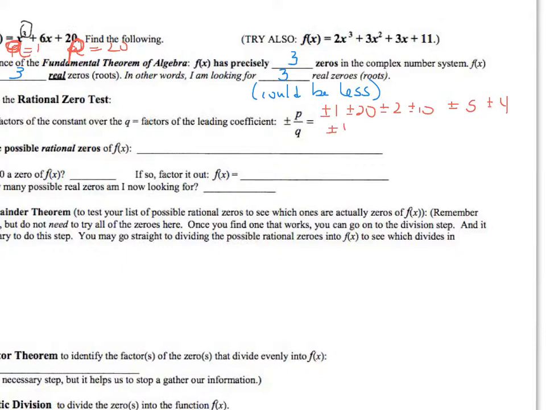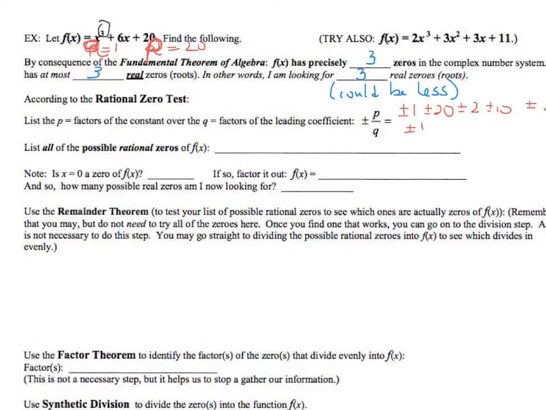So what we do is we take all the factors of the last number and all the factors of the first number and we divide them. So if I take 20 and all those and divide it by just 1, then my list of possible rational zeros is just going to be plus or minus 1, plus or minus 20, plus or minus 2, plus or minus 10, plus or minus 5, plus or minus 4. So if there are any real zeros, then they would have to be in this list. Okay?